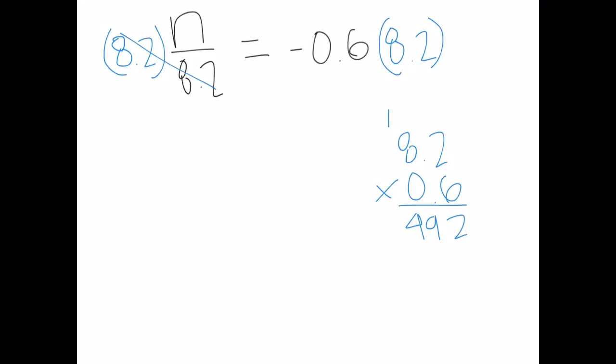And now we carry the decimal place over twice and add the negative sign. So our answer is n equals negative 4.92.